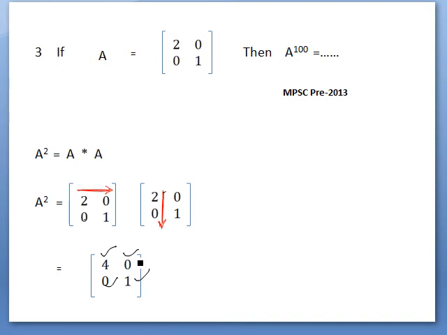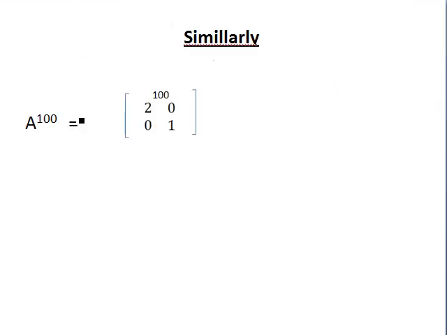We will get the A12 element. Next is 0 into 2 plus 1 into 0, we get 0. Next is 0 into 0 plus 1 into 1, we get 1. If we closely observe these two matrices, A as well as A square, the only term changing here is 4. It is becoming square of this 2. Remaining all the elements are as it is. Okay. So similarly we can claim that A to the power 100 will be nothing but only the power of 2 will change, that is 2 to the power 100. Next all the elements will remain the same.